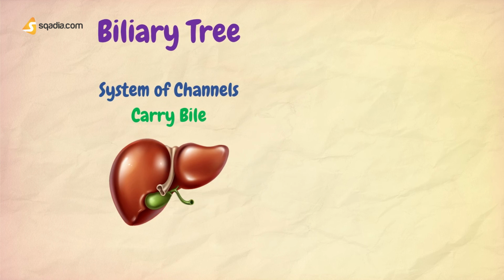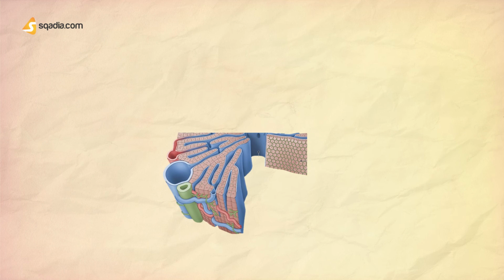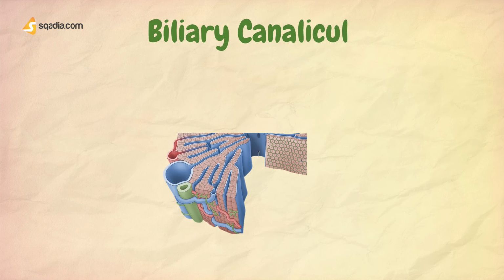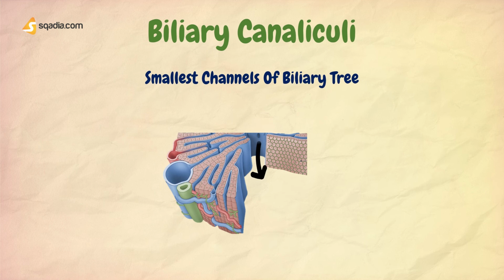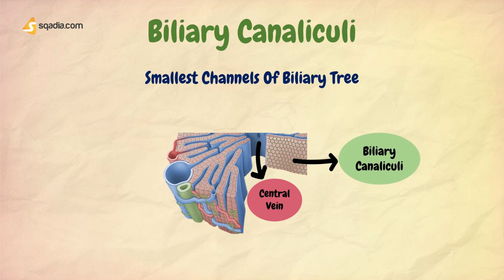The smallest division of the biliary tree is the biliary canaliculi, which are the smallest channels, and right here we have our central vein, as we have seen it multiple times. Now in between all the hepatocytes, we have biliary canaliculi. Hepatocytes secrete bile into the biliary canaliculi, which then form the loop of canals of Hering, from where the bile moves into the interlobular bile duct, which we have studied previously in the portal triad.